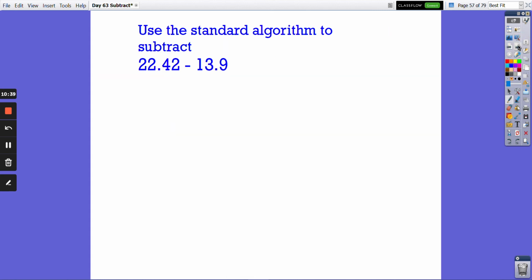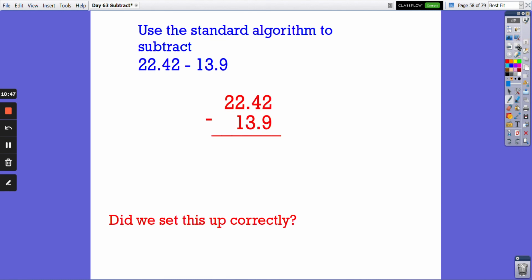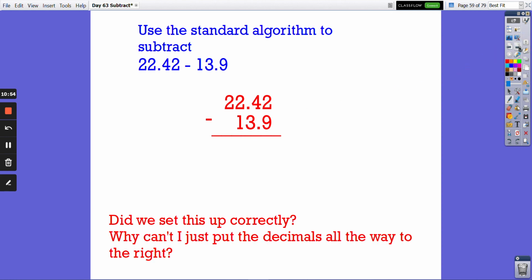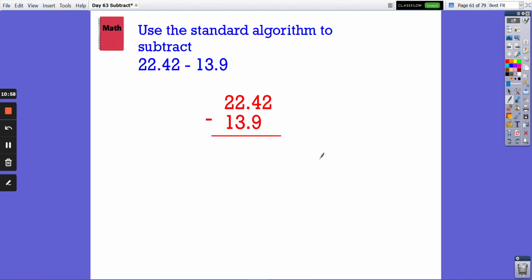All right, so let's use the standard algorithm to subtract 22 and 42 hundredths minus 13 and 9 tenths. First things first, did we set this up correctly? No, I just said we need to line up those decimal points. So let's move everything over so that those decimal points are in line.